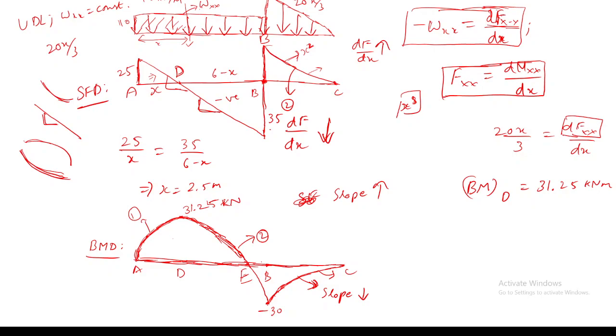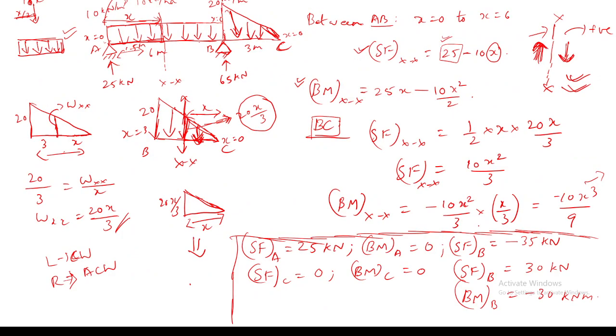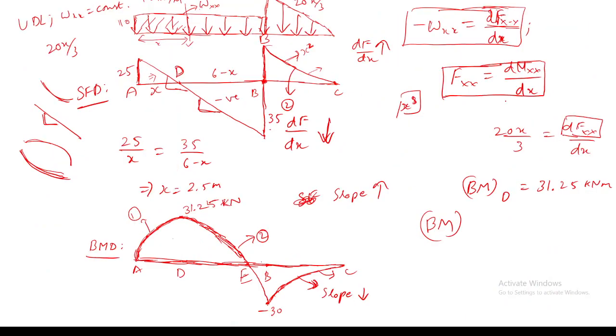You find it by equating the bending moment equation to 0. Since this is located in the AB part, you take the bending moment equation in the AB part, which is 25x minus 10x square. When you equate this to 0, you will get the value of x, and that will be the point of contraflexion.